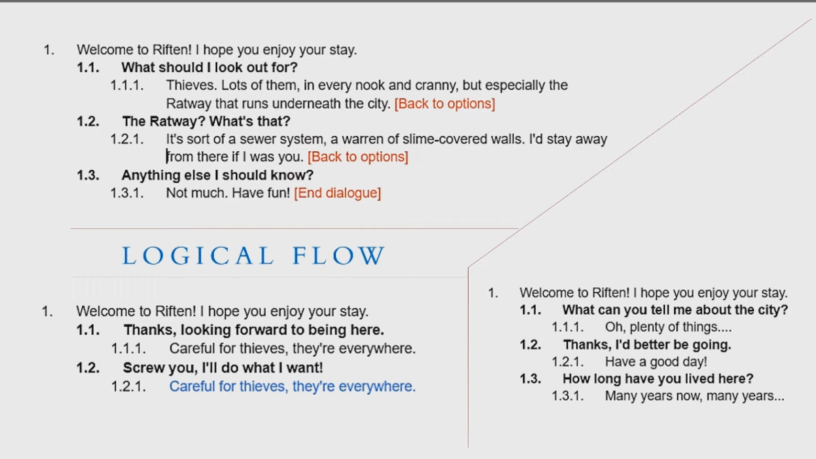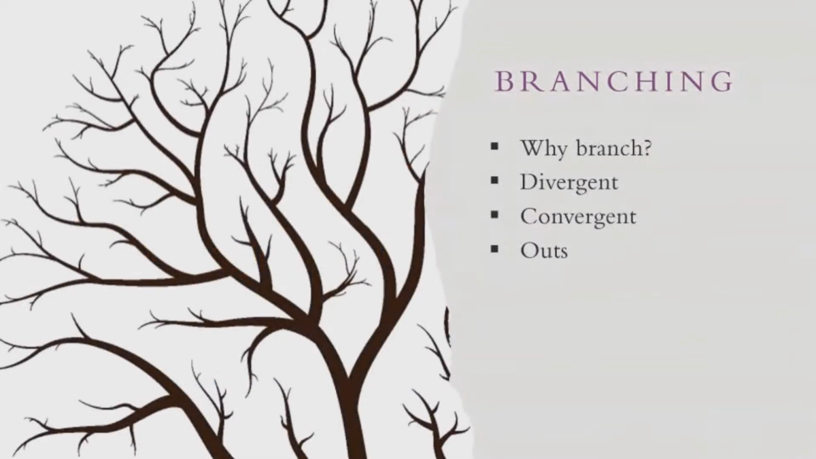Let's talk about branching. This is really, really important in your dialogue and also in your quest writing. We're mostly going to talk about dialogue today, but think about this in terms of the larger scale as well. Branching is what makes things fun. So why branch? And then the different types of branching and ways that you can use outs as well.